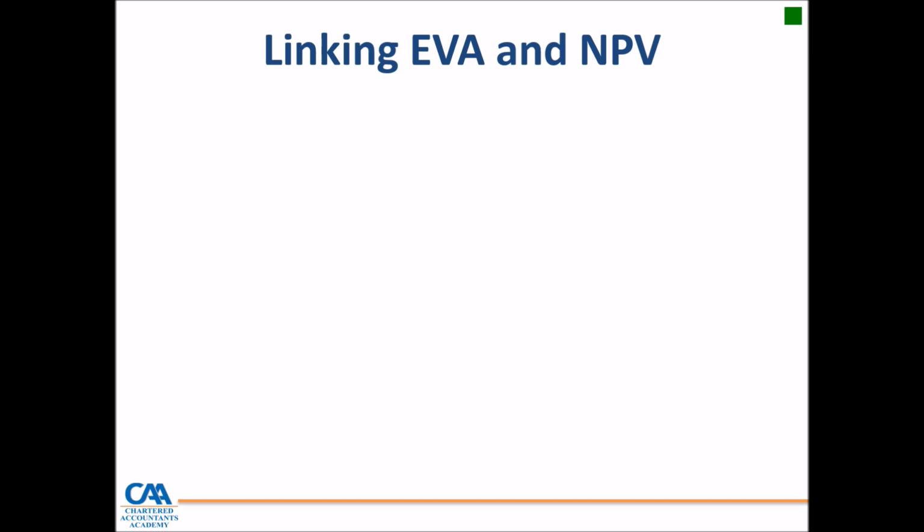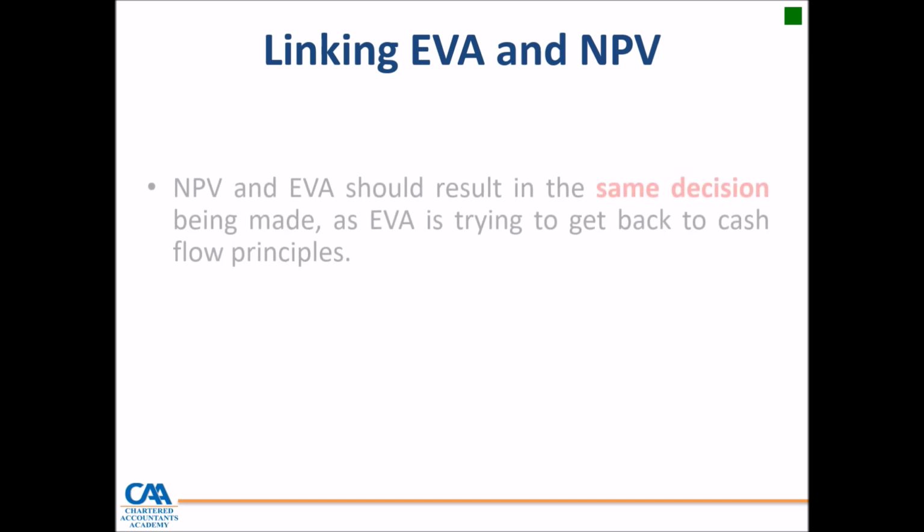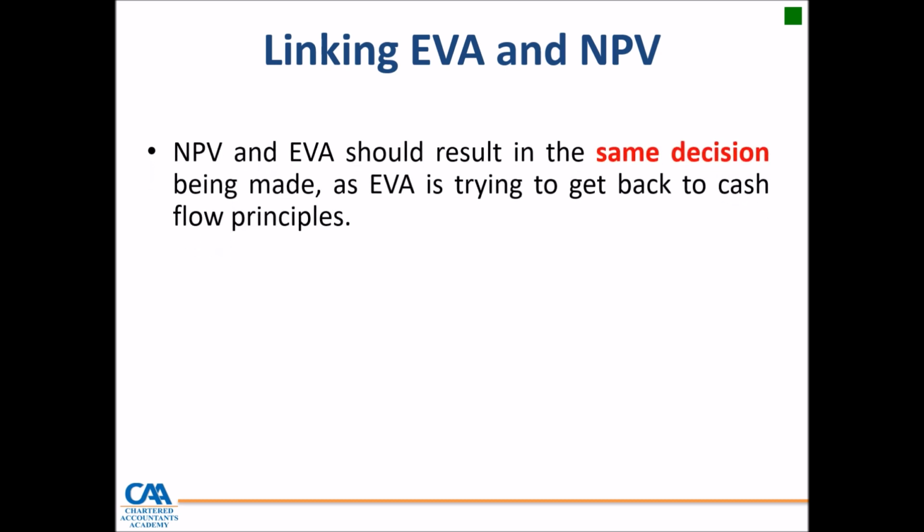Sometimes if an annual EVA is viewed in isolation, it might result in an incorrect decision being taken in 1 year, where a straight line economic depreciation is used. This can be prevented by evaluating managers over the long term or including financial measures. So the NPV should result in the same decision being made as EVA, as we are trying to get back to cash flow principles. Hence, the present value of EVA is equal to net present value.